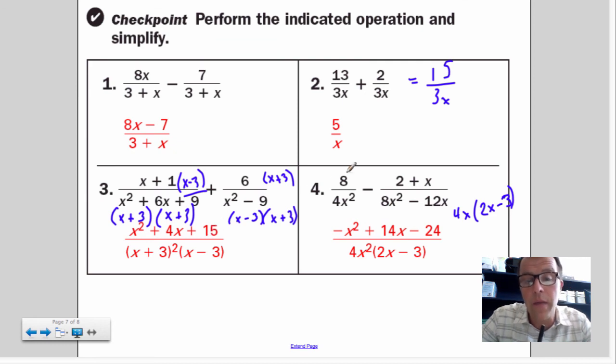Hopefully you got it. And then 4, probably the hardest of this section so far, is with the subtraction here. Hopefully you factored this second denominator, saw the common denominator as 4x squared times 2x minus 3, and then you'd have to multiply this guy top and bottom by x, and this guy top and bottom by 2x minus 3. Again, we need to practice this. It's going to be a big deal.